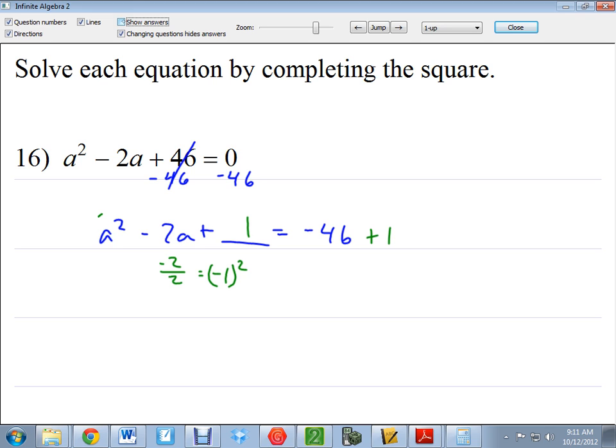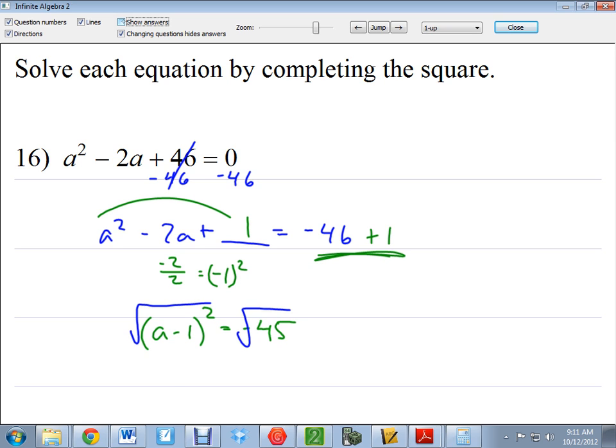I'm going to go ahead and factor this. Two numbers that multiply to 1 and add to negative 2 are negative 1 and negative 1. A minus 1 squared is equal to negative 46 plus 1, which is negative 45. Now from here I need to solve the equation, get a by itself by square rooting both sides. A minus 1 would then be equal to the square root of negative 45.